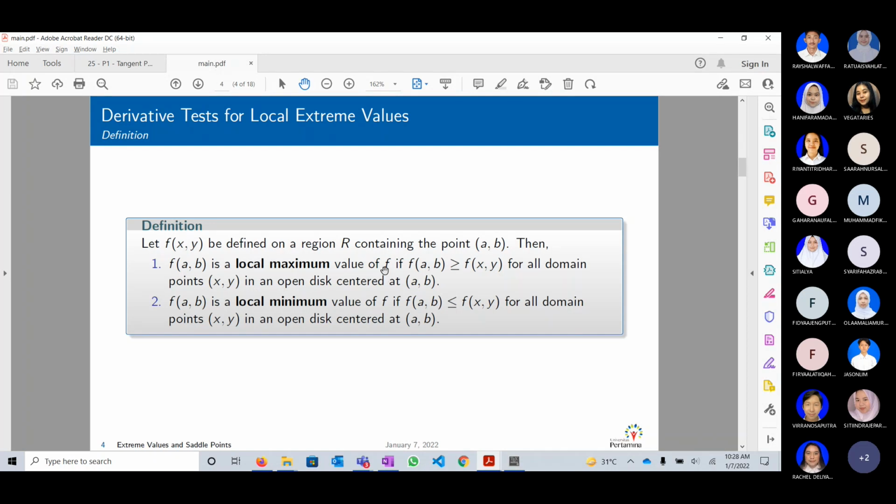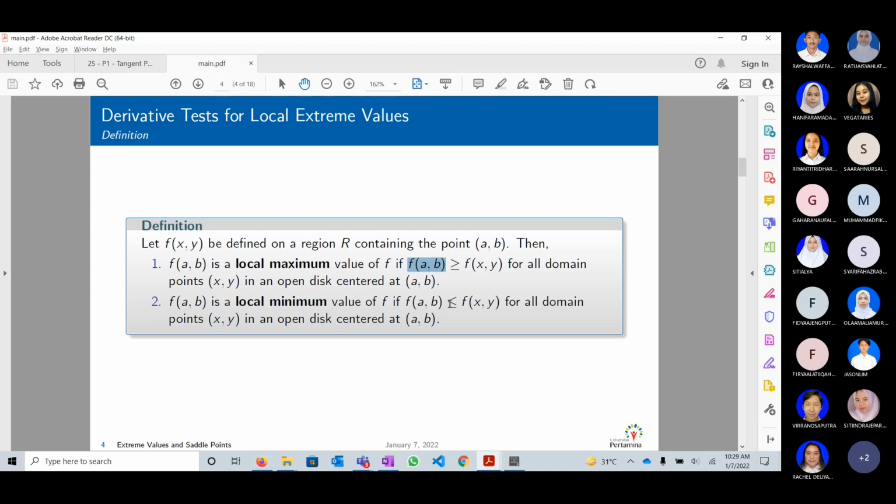So we have actually the same similar construction of definition for local maximum and local minimum. Basically, if we have f that is a function defined on a region R containing the point a comma b, then f at the point a comma b is a local maximum of f if this happens. Yeah, this makes sense. Local maximum means that the value of the function at that point is always higher than or equal to the function at other points around it, and the local minimum is the other way around.